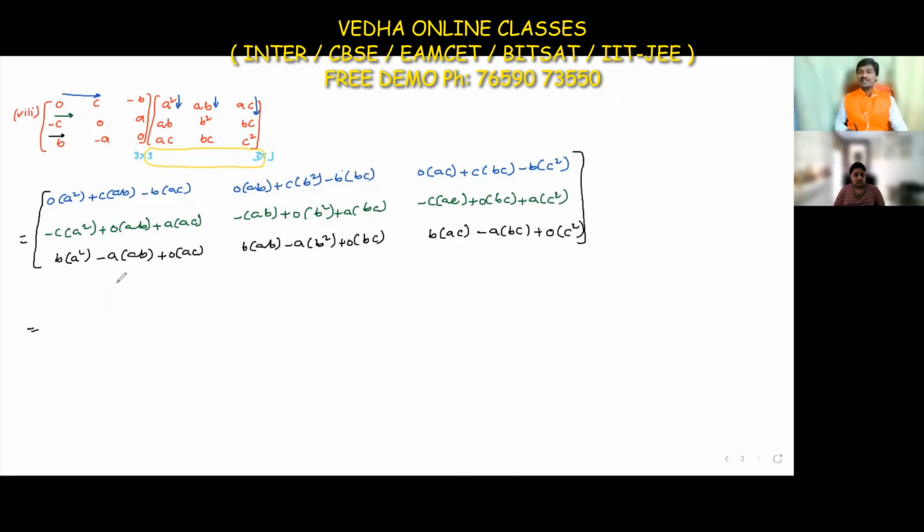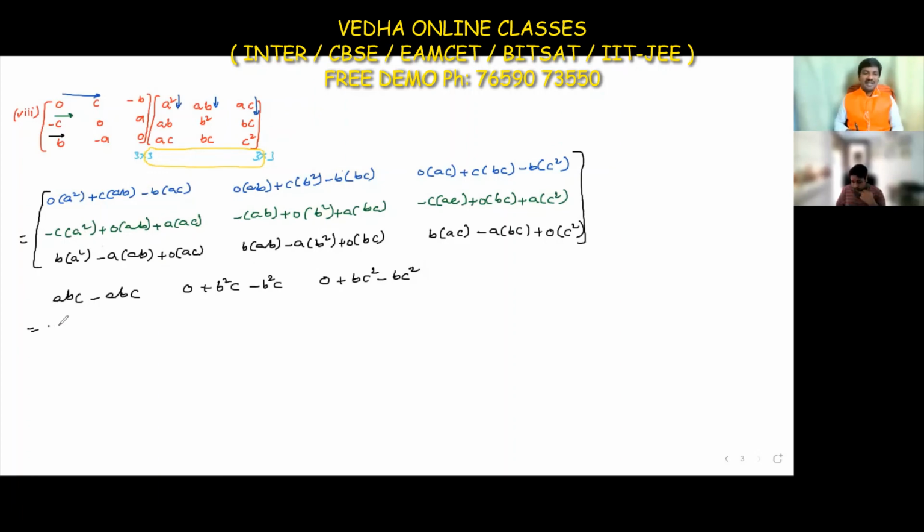0 into something is 0. A, C, B, A, B, C, we get ABC. B into AC, that is also ABC. 0 into something is 0. B square C plus B square C minus B into BC, B square C. Are we getting zeros? All are zeros. B into C, BC into C is BC square. I think we are getting the null matrix. All zeros. Yes, sir.